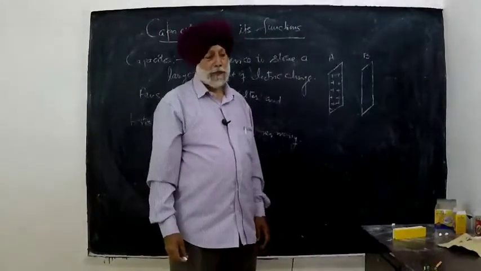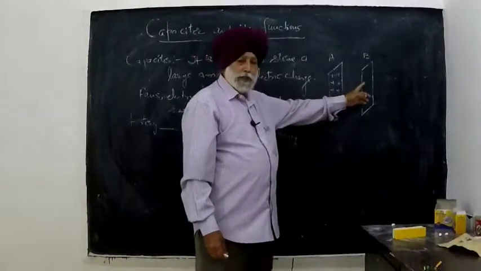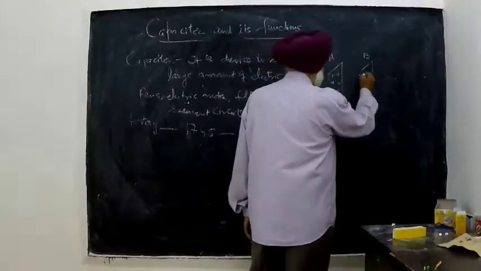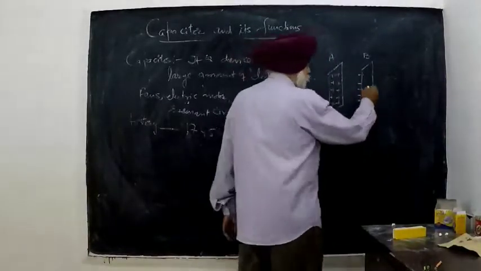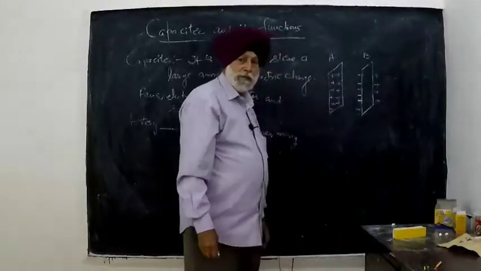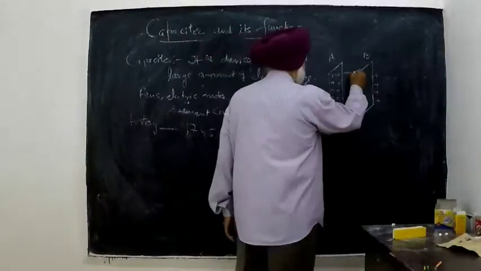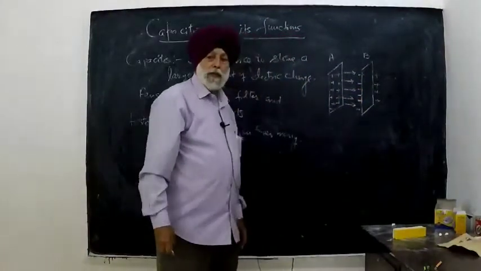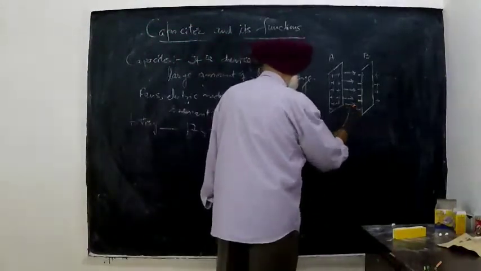Then what will happen? The positive charge on the sheet A, it will exert force on the charge in sheet B. So the opposite charge, that is the negative charge, that will move towards the positive plate, and on the outer side there will be positive charge. So electric field is set up between the two plates. This electric field can be further increased by placing a certain material in between the two plates.